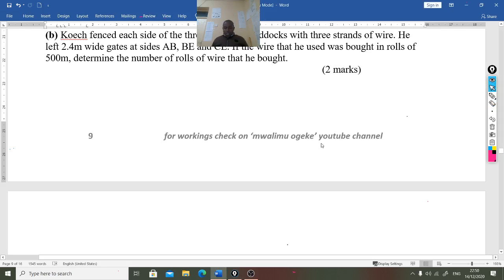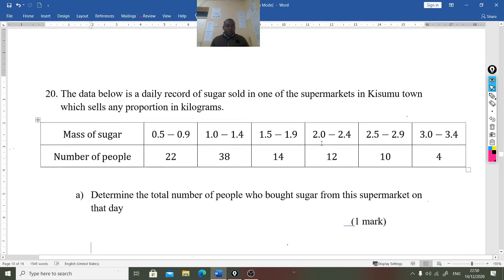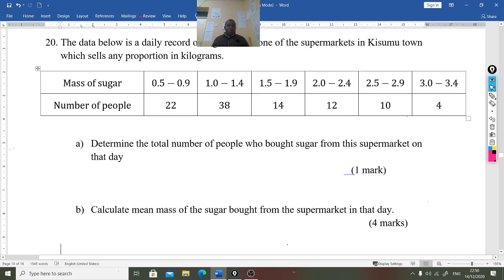Then we go to question number 20. Question number 20 is talking about the data below that is recorded on a daily record of sugar sold in one of the supermarkets in Kisumu town, which sells any proportion in kilograms. So all this is the mass of sugar in kg.